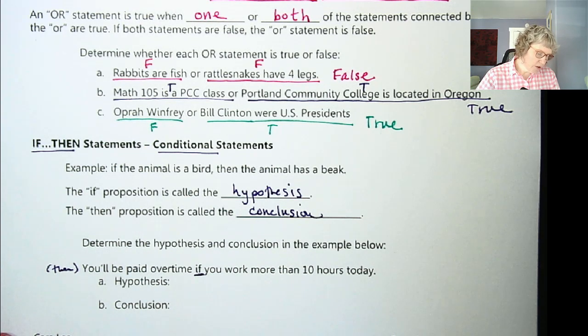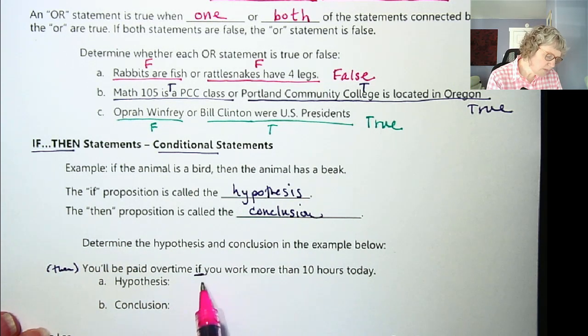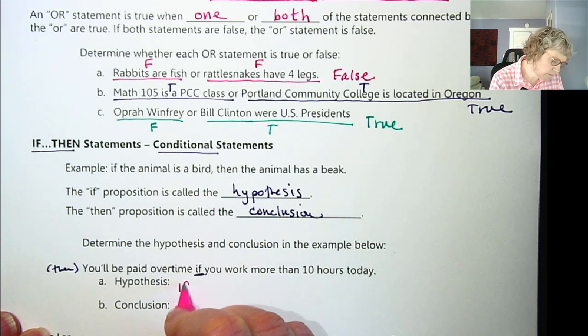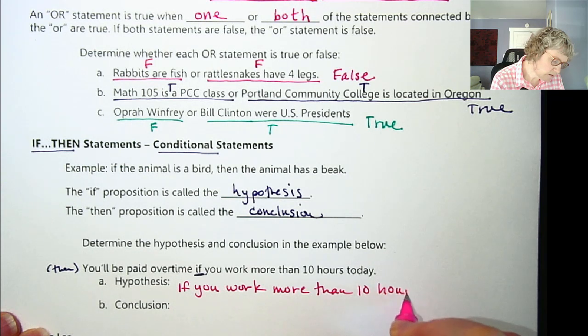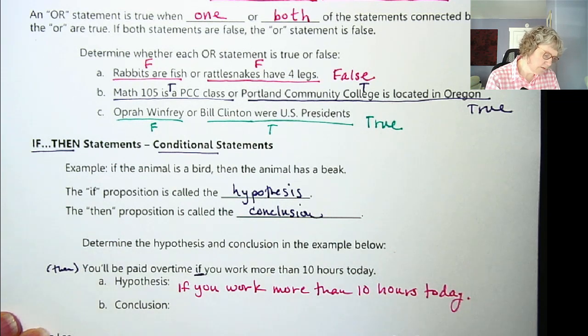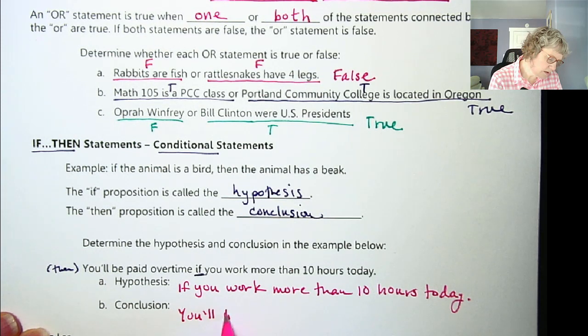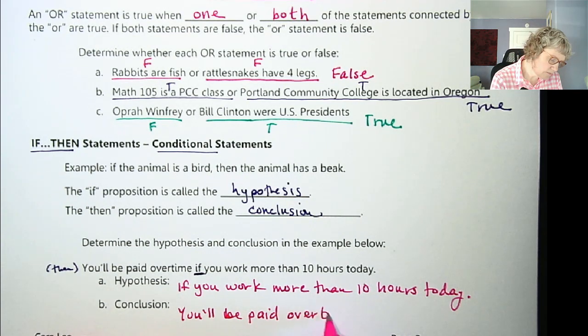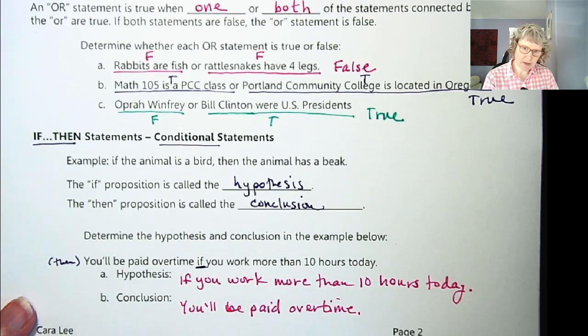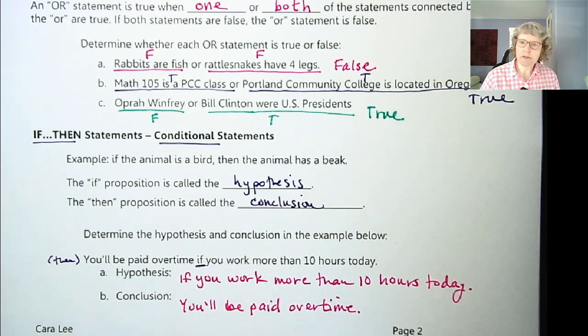So the hypothesis could come second in the sentence. If you work more than 10 hours today, that is the hypothesis. Then is the conclusion, you will be paid overtime. Notice these individually each are propositions. They're each complete sentences that make a claim. Okay, let me pause it while I switch to the next page.